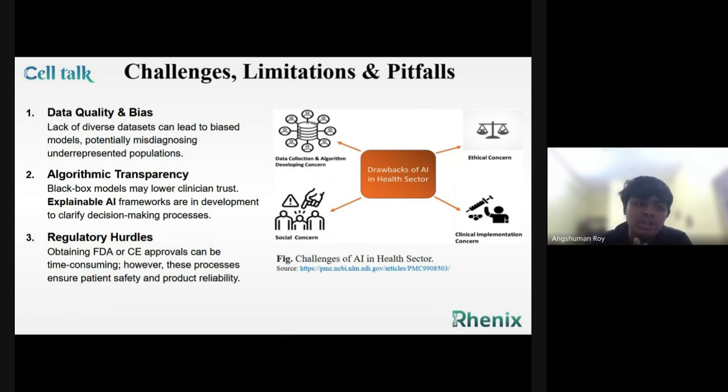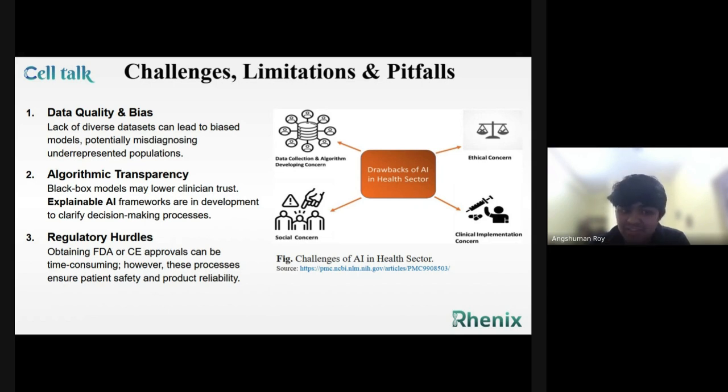Then there is algorithm transparency. Most of the models are treated as black boxes. We don't know how they are doing what they're doing. So explainable AI frameworks are in development, which is a must to understand how the AI is reaching a particular solution, to help clinicians and doctors trust its process and its results much more.